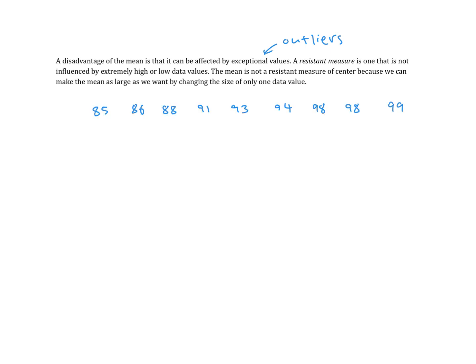Imagine this data set right here represents some grades on a test. It seems like my students did pretty well. The mean is 92.4 approximately, if we add up the data values and divide by 9. The median, the middle number, is 93. The mode is 98.